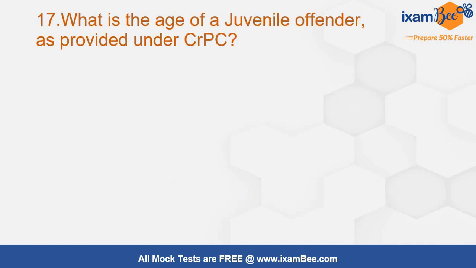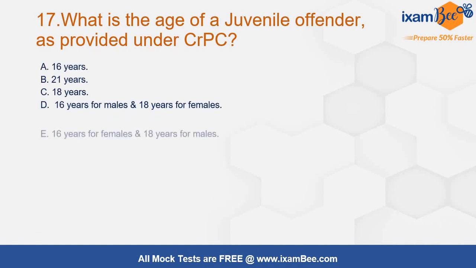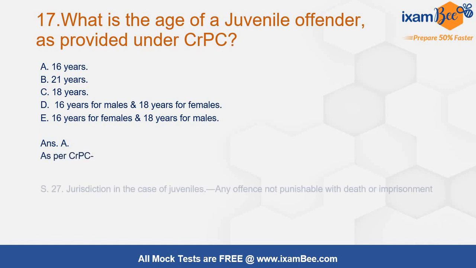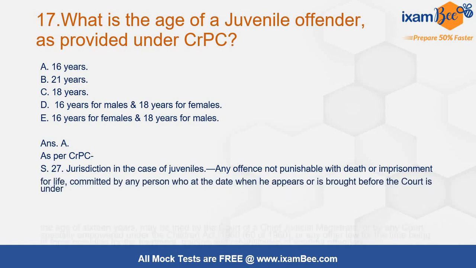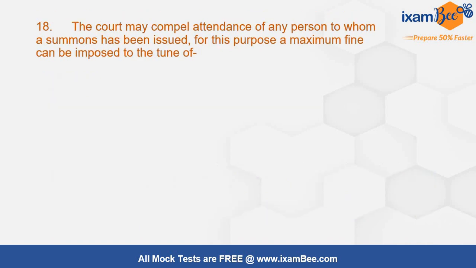passed. What is the age of a juvenile offender as provided under CrPC? 16, 21, 18? 16 for males, 18 for females, 16 for females, 18 for males. Now the correct answer is 16. Juvenile offender, A is the correct answer, 16 years. Section 27 is talking about this particular aspect. 16 years has been set, and it is not different for male and female.